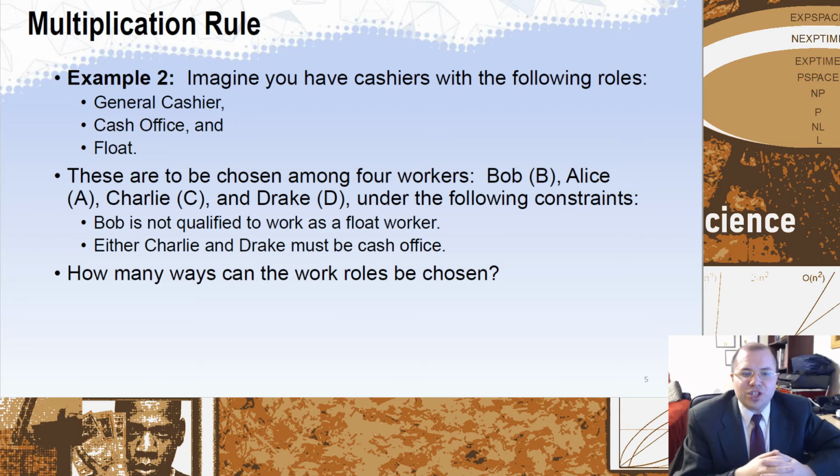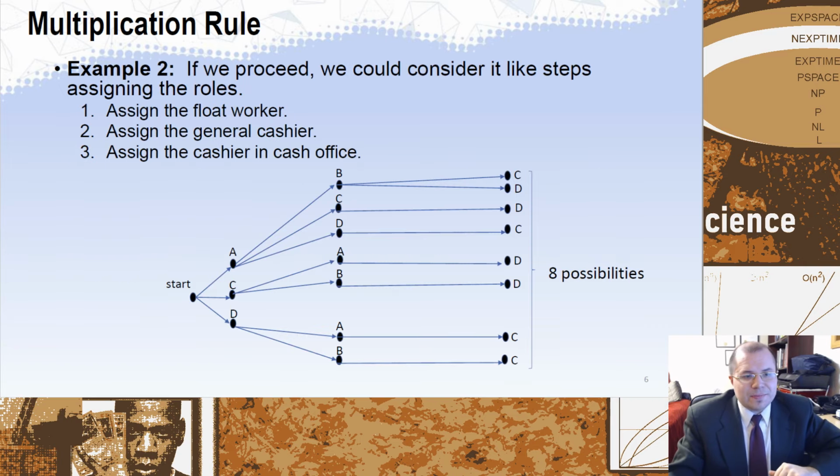The second one is that either Charlie or Drake, one or the other, must be a cash office worker. Because maybe I, the employer, trust Charlie and Drake a lot with the money here. So how many ways can I assign the work roles given these 4 workers and these constraints? Let's first start off with what we've already been doing so far. Let's give this a try. I'm just going to try thinking about it like a series of steps where each one is going to be a set of choices.